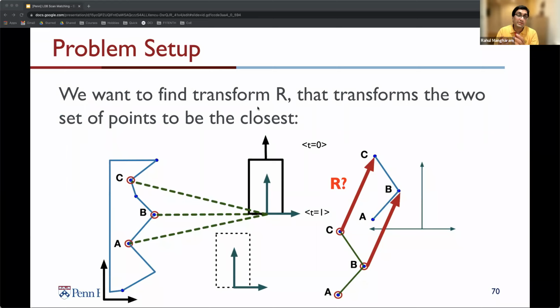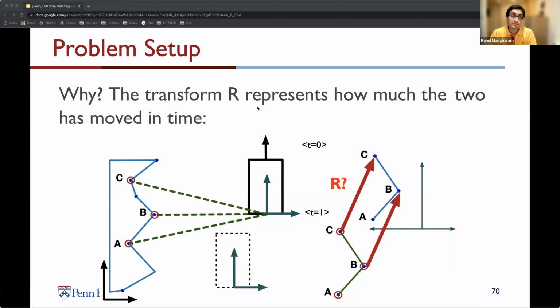The scan matching problem now is to find the transform R that transforms a set of points measured at time step t1 to be the closest to the set of points measured at time step t0. Why do we want to do this? This is because the amount required to translate the set of points to match and minimize the distance between them is precisely how much the robot has moved between time steps t0 and t1. Therefore, the goal of scan matching is to find this transformation R, consisting of the translation and rotation in the local frame, in order to localize within the global frame.